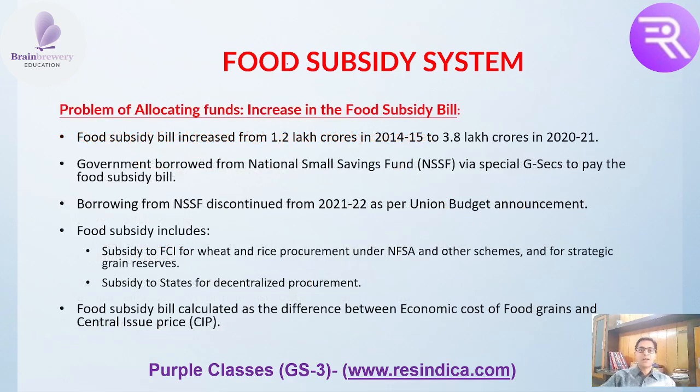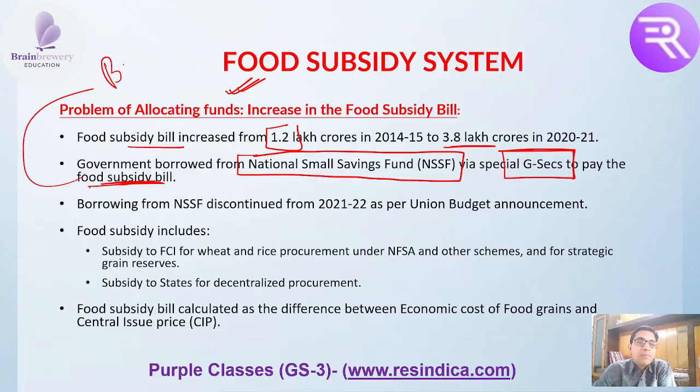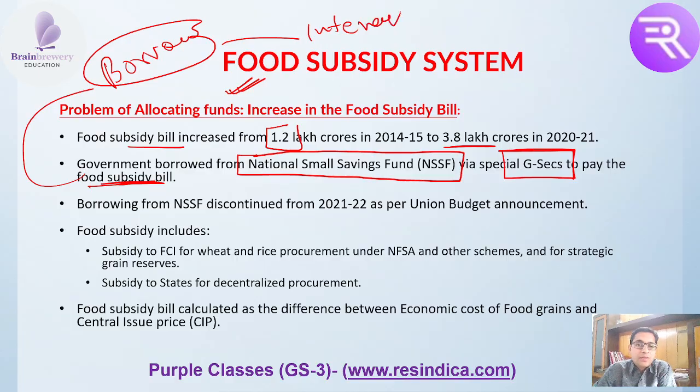Now, what is the problem of allocating funds? Okay, so the food subsidy increased from 1.2 lakh crore to 3.8 lakh crore. Because of that, the government has to borrow money from the National Small Savings Fund, NSSF. The government releases special government securities to pay the food subsidy bill, because it is not as if the government is full of money. The government also has to borrow money, and on that borrowing it has to pay interest. Okay, but this borrowing was discontinued in 21 as per the Union Budget announcement.